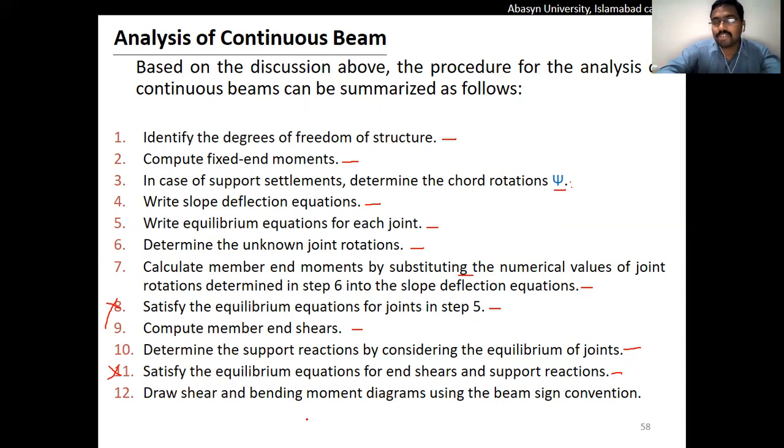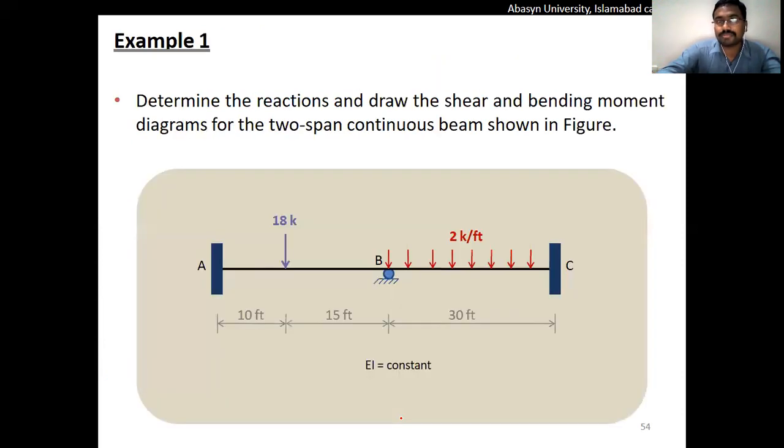Once you have the value of the reactions, using those reactions our structure becomes determinate, and we can find the shear and bending moment diagrams using the beam sign convention.